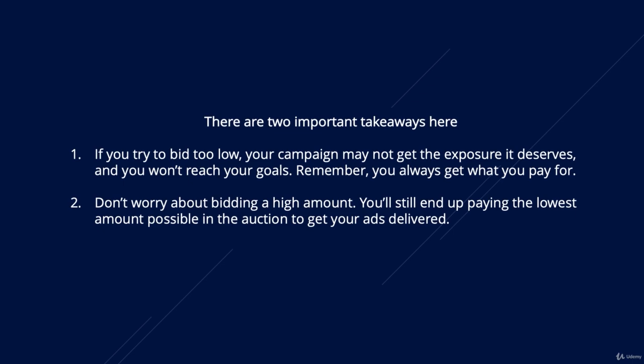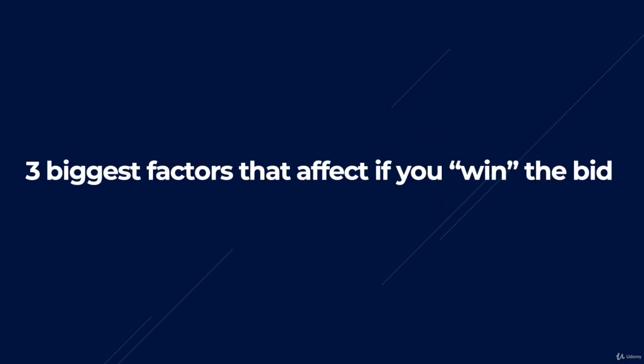Some people might think if I put my maximum bid as £10, then I'm going to pay £10 every time someone clicks my ad. It doesn't really work like that. You're only going to pay 1 penny more than the highest bidder below you. Now, of course, Facebook is a massive company, so it's a little bit more complicated than just having a high bid. There are a lot of other contributing factors as well, and these are the 3 biggest factors that can affect if you win the bid or not.